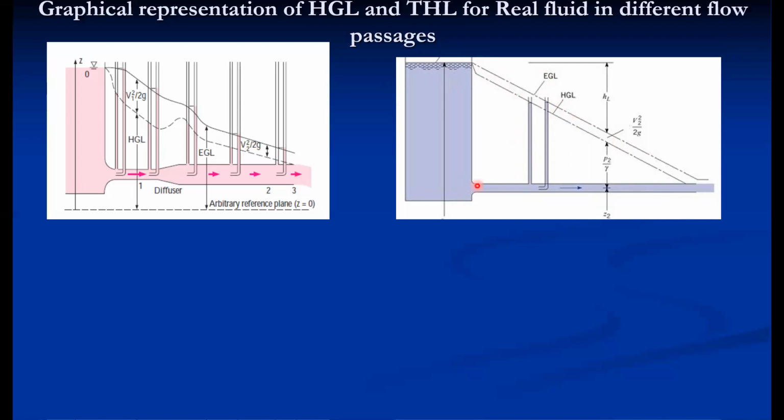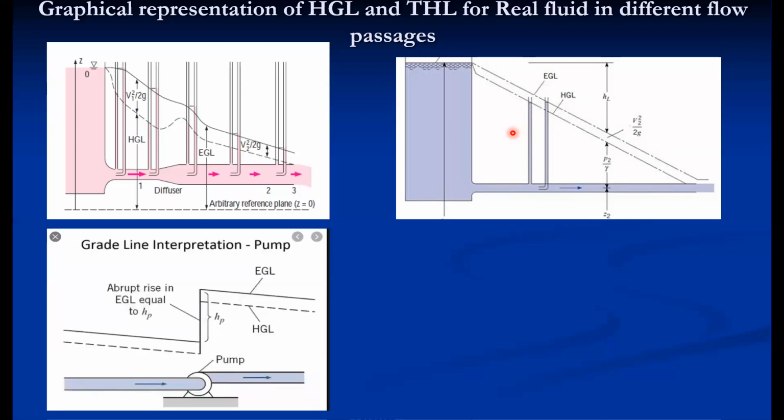That means if the fluid is flowing through a constant diameter pipe, the HGL and EGL are parallel to each other, because HGL continuously decreases, but the kinetic head V square by 2g remains constant. That's why they remain parallel to each other. But EGL is always above the HGL.